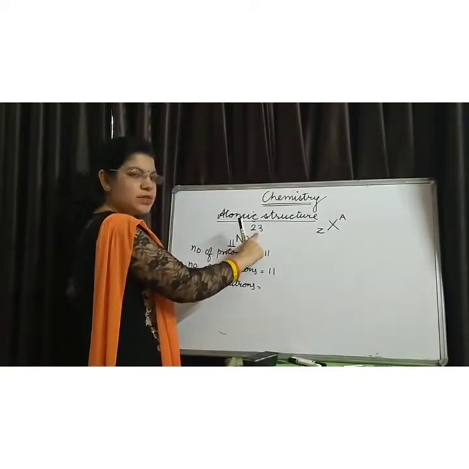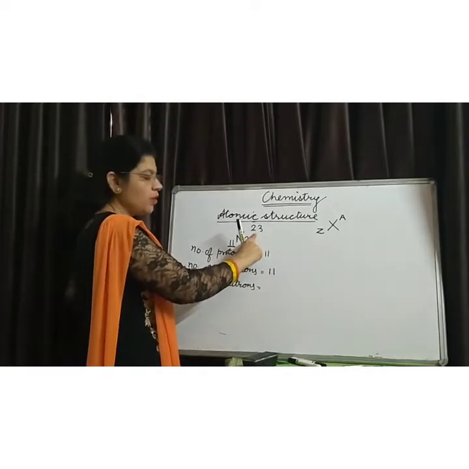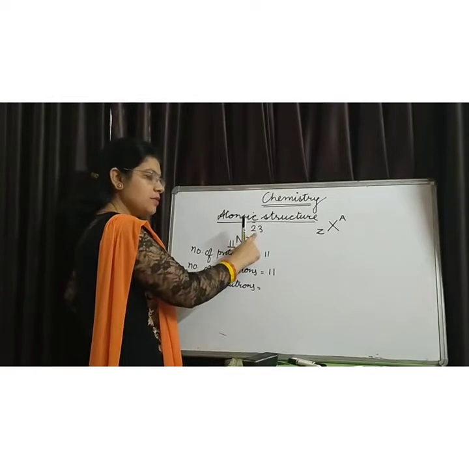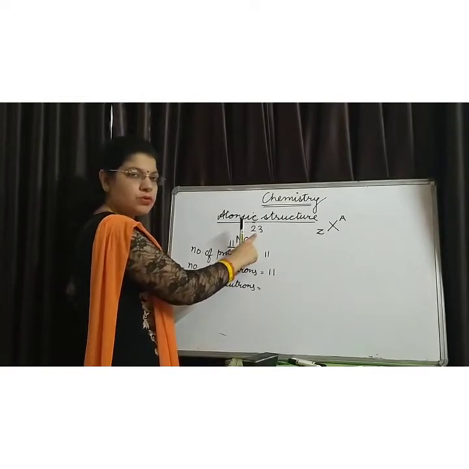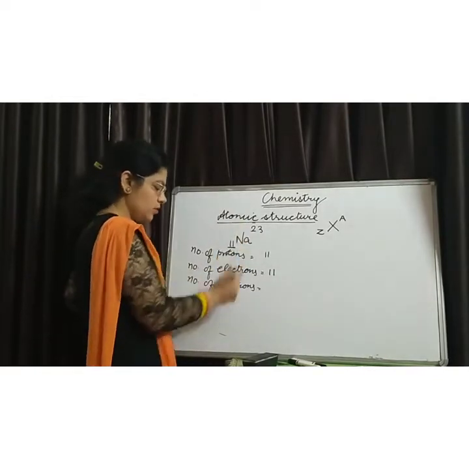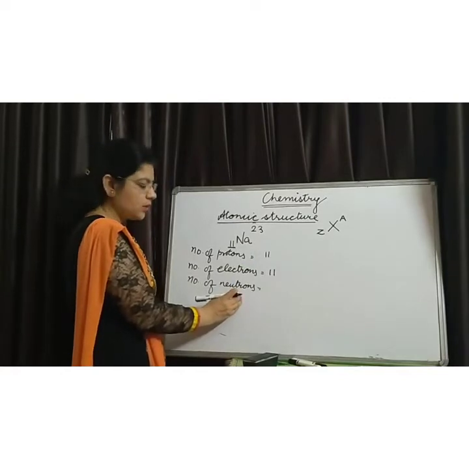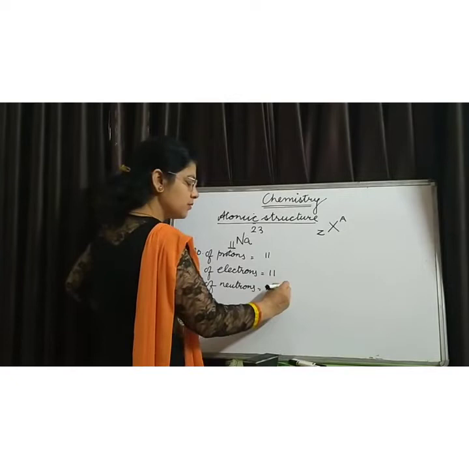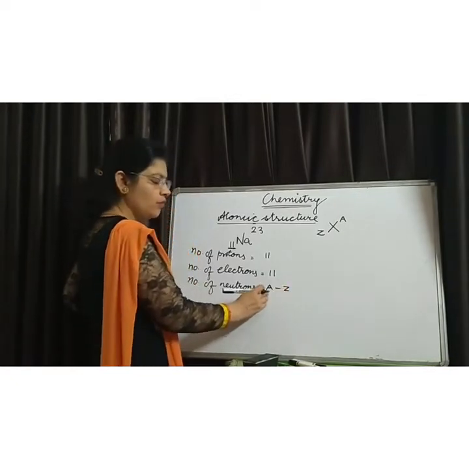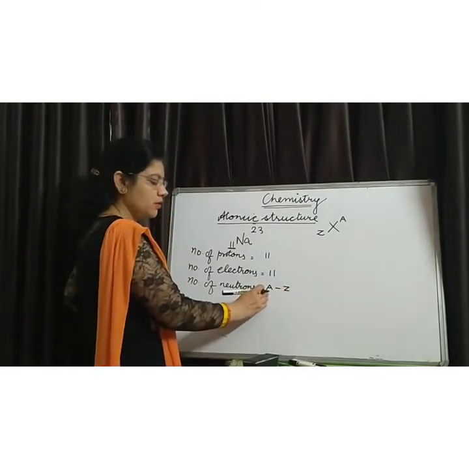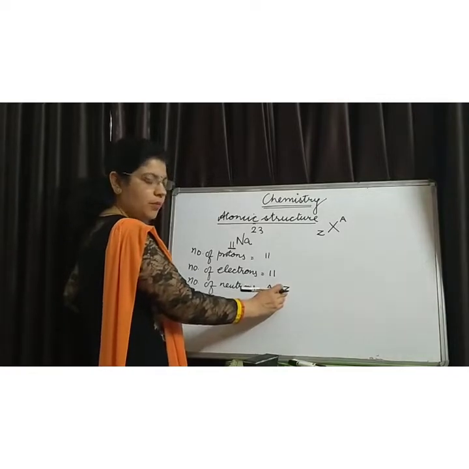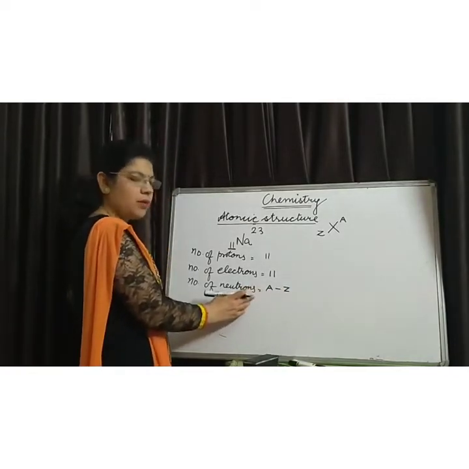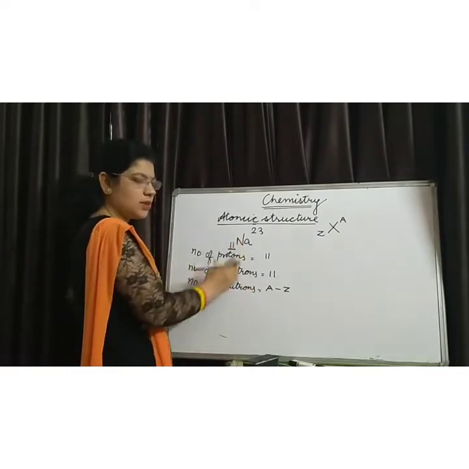And this 23 is the mass number of sodium, and the mass number is the sum of protons and neutrons. So for calculating the number of neutrons, we subtract the atomic number from its mass number. If we subtract the atomic number from its mass number, then we can easily calculate the number of neutrons present in the atom.